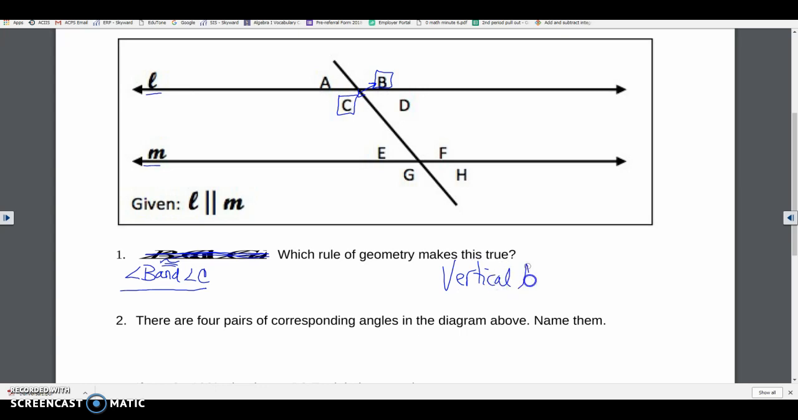So vertical angles are across from each other. Anytime you have any split, this angle and this angle are the same, and this angle and this angle are the same. So it's the same degree measurement.